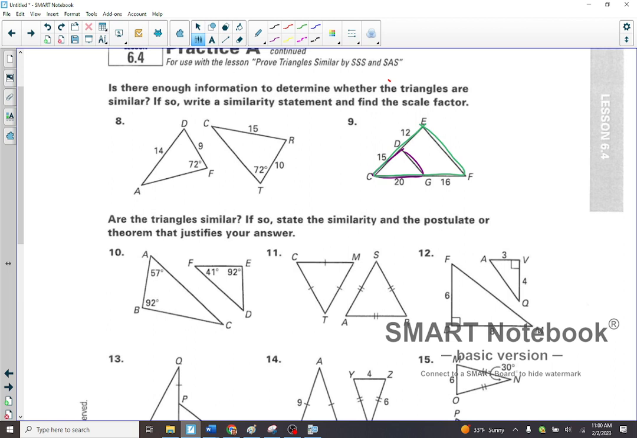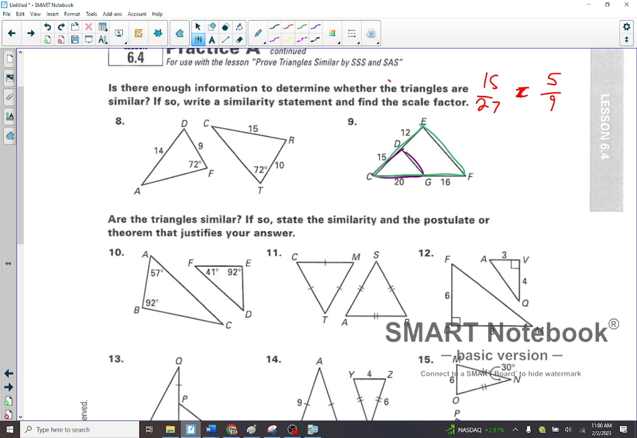So the small triangle on the top is 15. This big triangle on the top is 15 plus 12, 27. We can reduce that. We can take out a 3, so 15 over 27 equals 5 over 9.